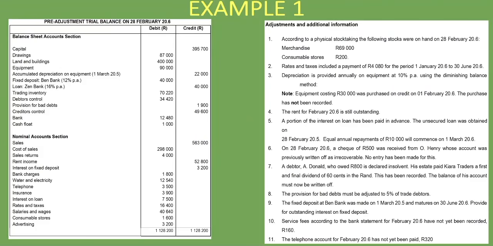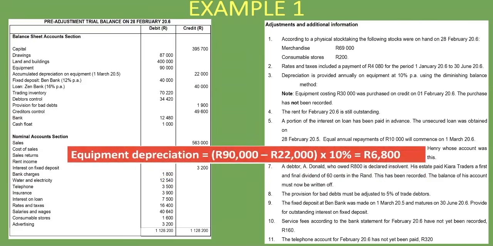Now we go back and do the calculation of the depreciation. Firstly, let's calculate the depreciation for the equipment that we already had, and then we'll also calculate the depreciation for the new equipment that we purchased. So it's going to be the 90,000 Rand that we are given in the pre-adjustment trial balance minus the accumulated depreciation on equipment of 22,000 Rand, and then we're going to multiply that by 10% and it gives us 6,800 Rand. So this is the depreciation for all the equipment that we have except for the new equipment.